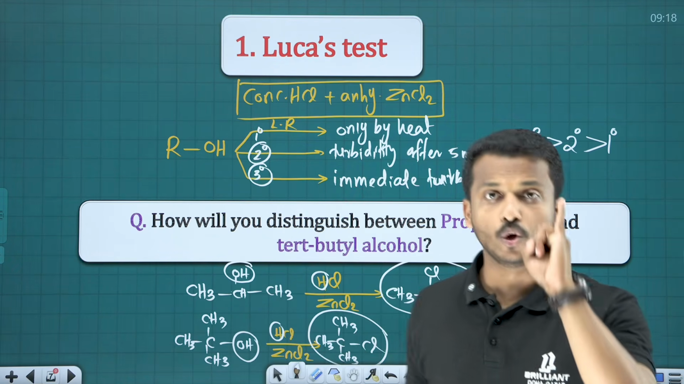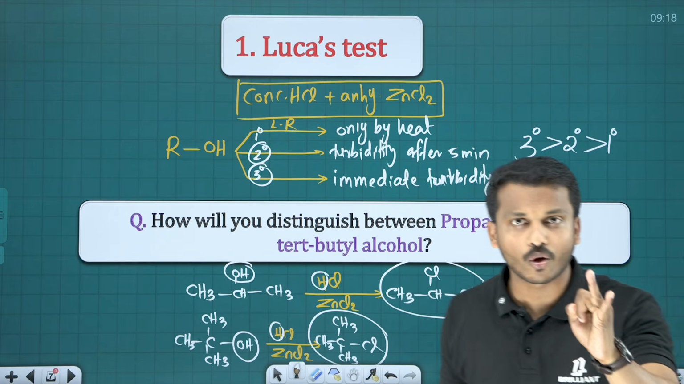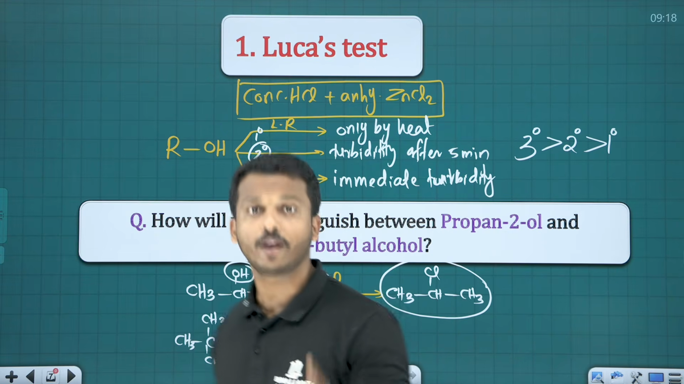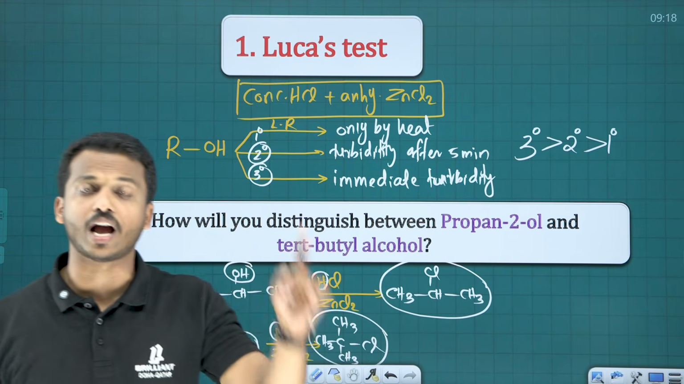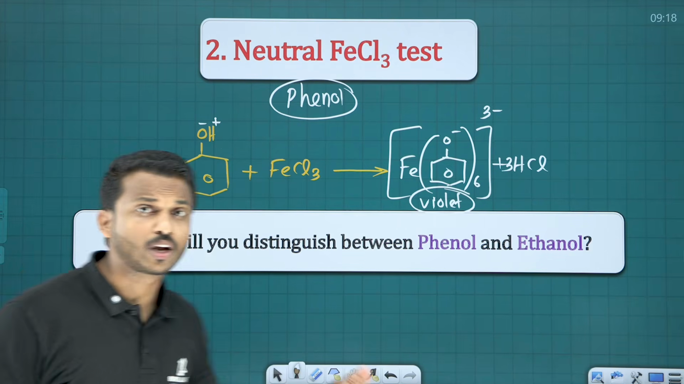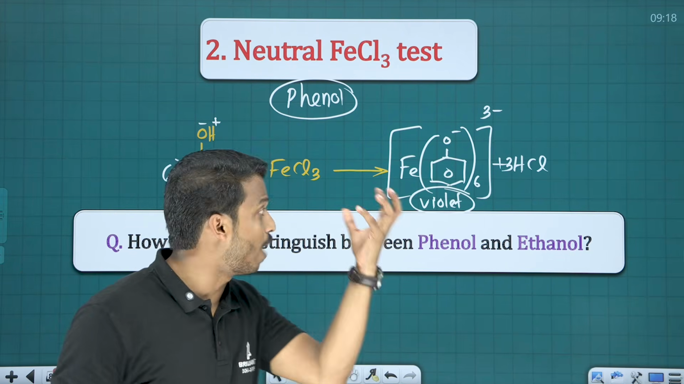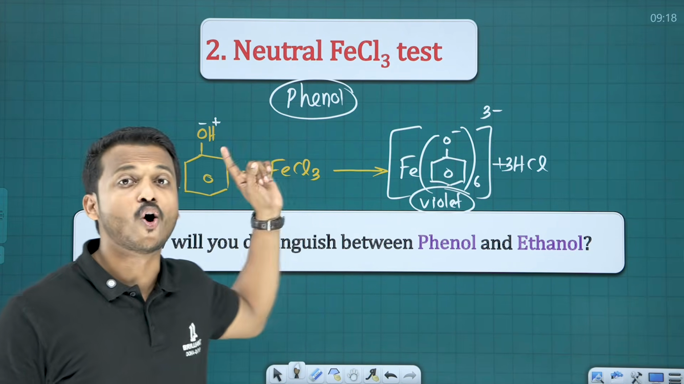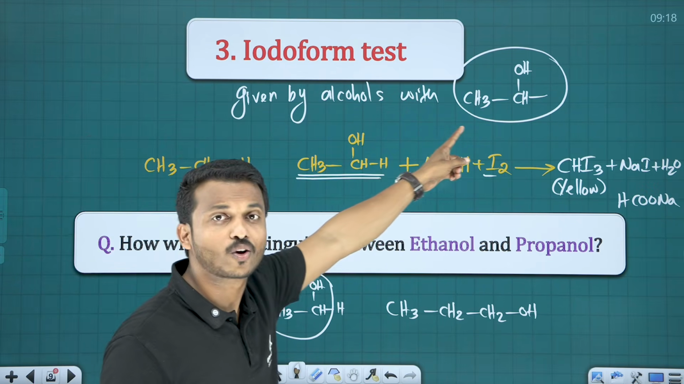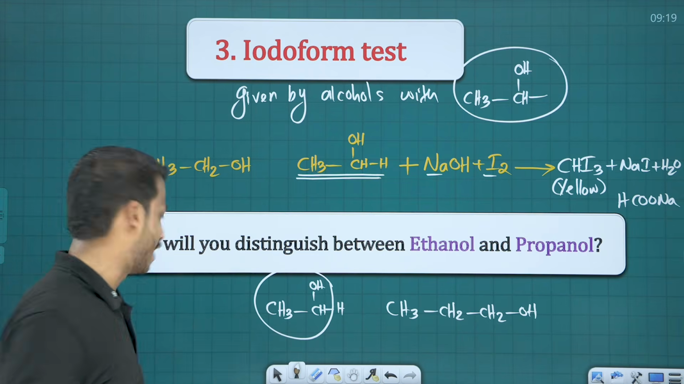So tell me dear, what are the three distinguishing tests in the alcohol chapter? Lucas test, neutral ferric chloride test and iodoform test. Lucas test is used to distinguish between primary, secondary, tertiary alcohol by checking the turbidity. Neutral ferric chloride, the violet colored complex, is given by only phenol. And the iodoform test is given by the alcohol with this group, yellow colored iodoform.